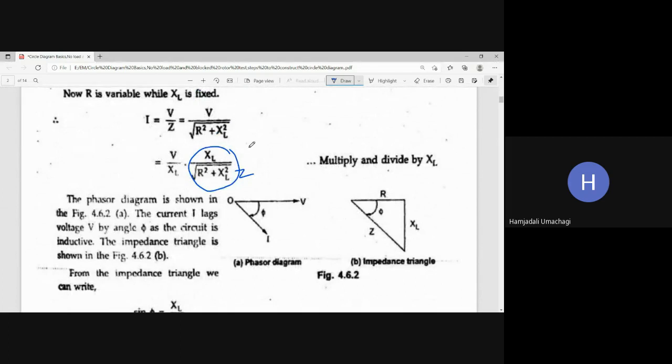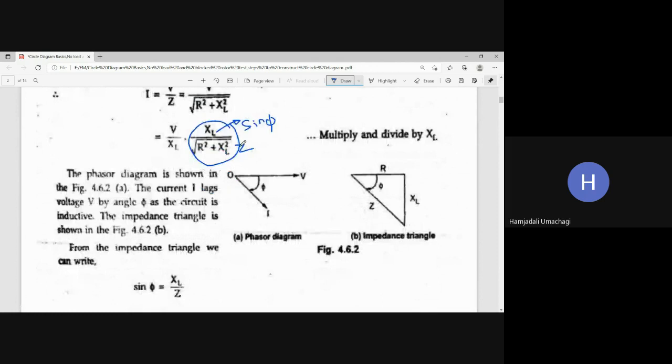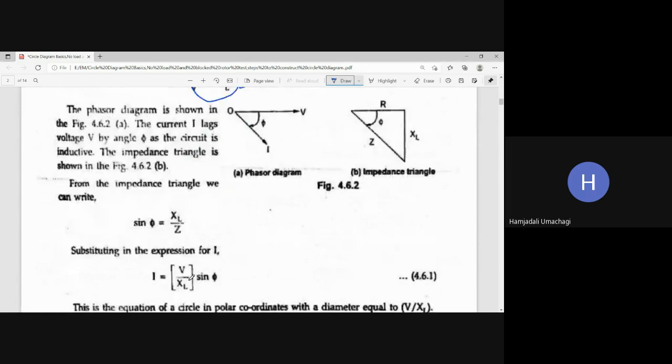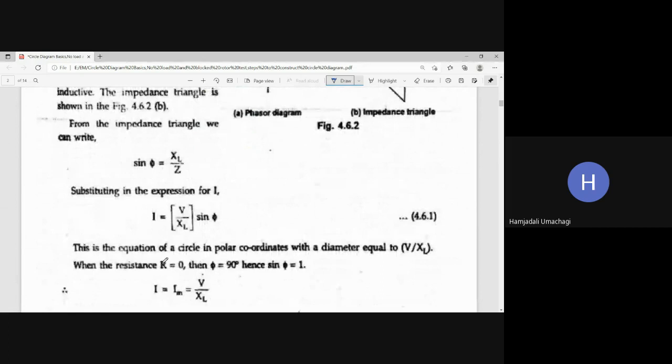This whole circle expression becomes sine phi. So this whole thing is nothing but sine phi now. Therefore I is equal to V upon XL into sine phi. This is the equation of a circle in polar coordinates with diameter equal to V by XL.